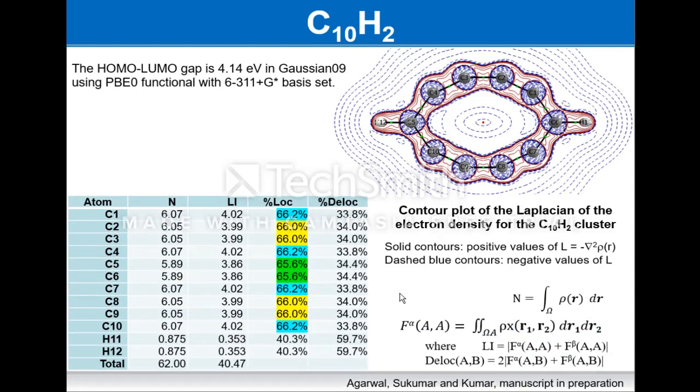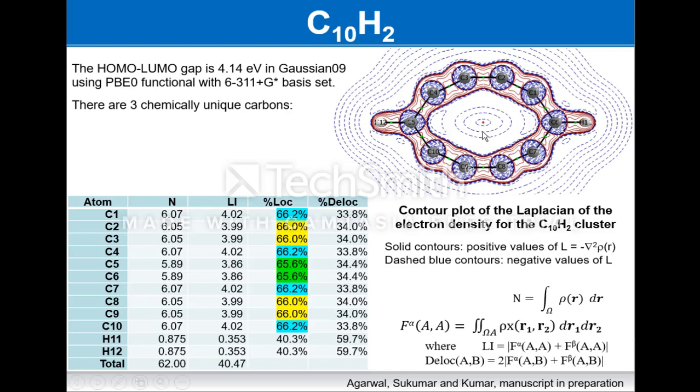The table shows integrated atomic electron populations, localization and delocalization indices. As you know, the localization and delocalization indices are obtained from double integration of the Fermi hole density over the basins of a single atom or of two different atoms respectively. We see that there are three chemically unique kinds of carbon here.